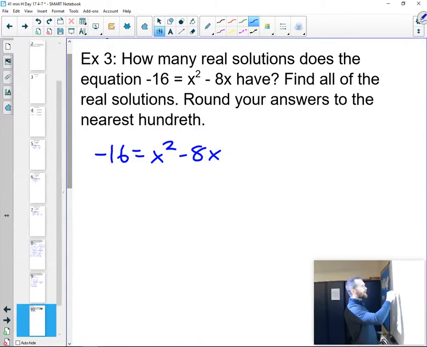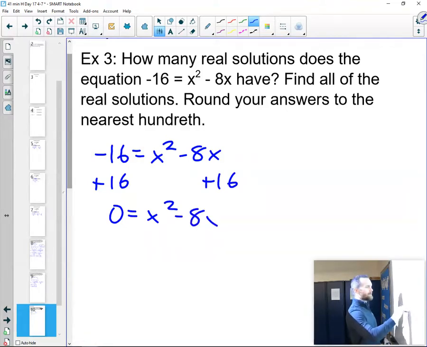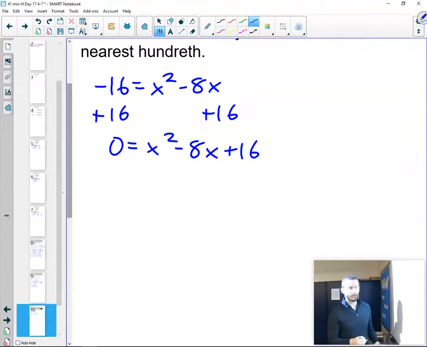Let's get to work. We need 0, so we add 16. We get 0 equals x squared minus 8x plus 16. Let's go straight to the quadratic formula here. Even though I think this might be factorable, so if you want to factor, that's fine. But I want to show you what it looks like in the quadratic formula. So I believe you can factor this, but we're going to do it the long way, just to make sure everyone can see what it looks like when this happens in the quadratic formula.